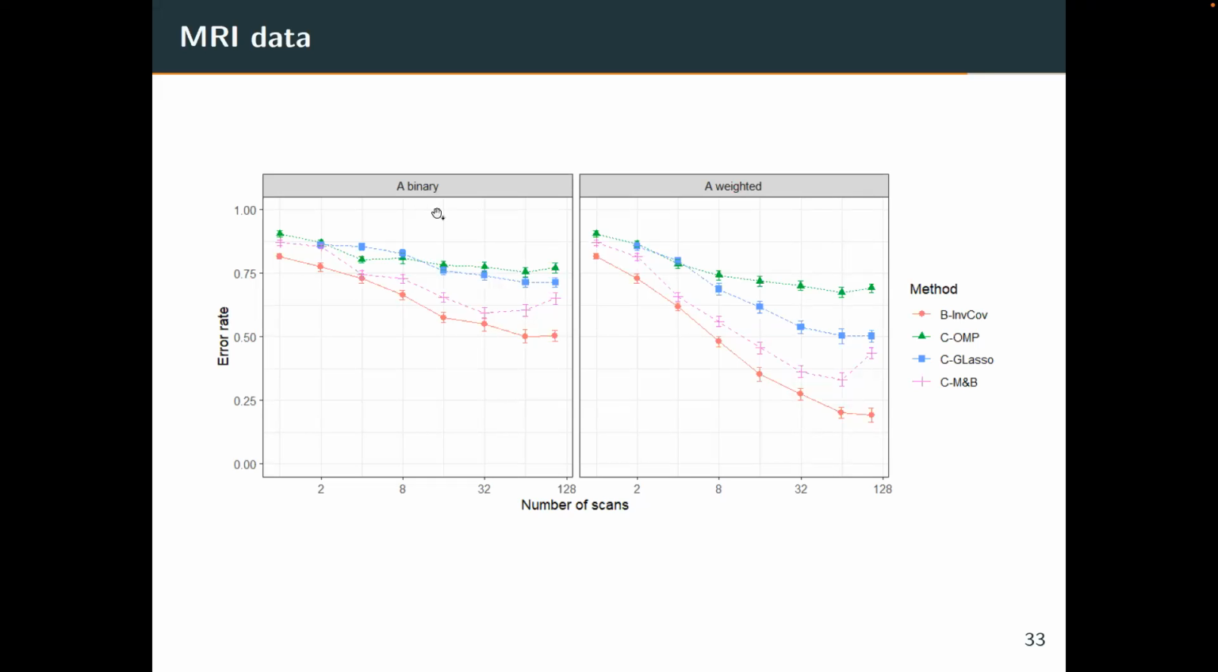And here I'm just showing what happens if you do A as a binary network or as a weighted network. But in both cases, we see some improvement in the error as we add more scans. So basically, this is suggesting that having longer sessions for scanning is giving more information between the structural and the functional network of the brain.